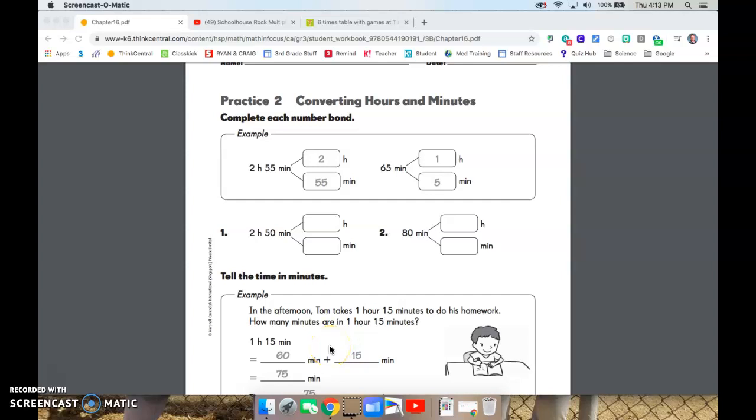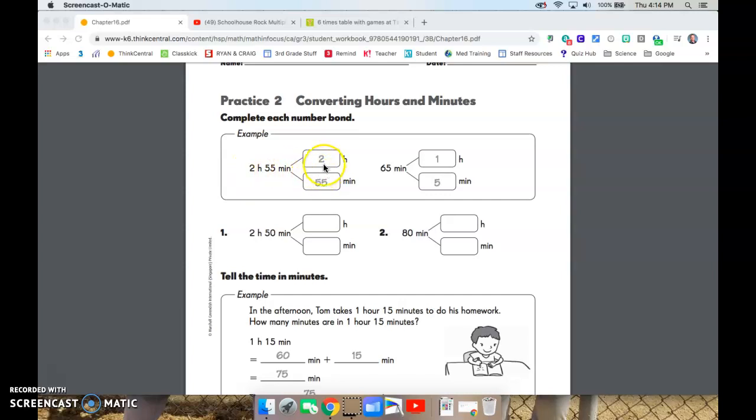Chapter 16, Practice 2, Converting Hours and Minutes. Just a little heads up on this one. You may want to review your times 6 tables when doing this, and I'll explain as we go why that might be an important one to do. Part of the reason is 60 minutes in an hour. So times 6s, you can do 6 tens, and that would give you your 60 minutes. All right, converting hours and minutes.